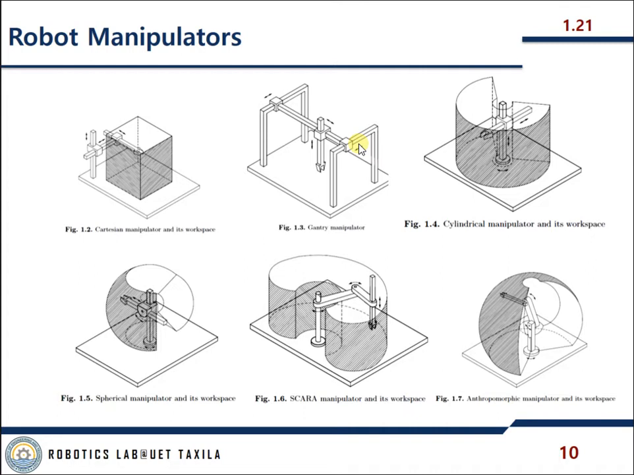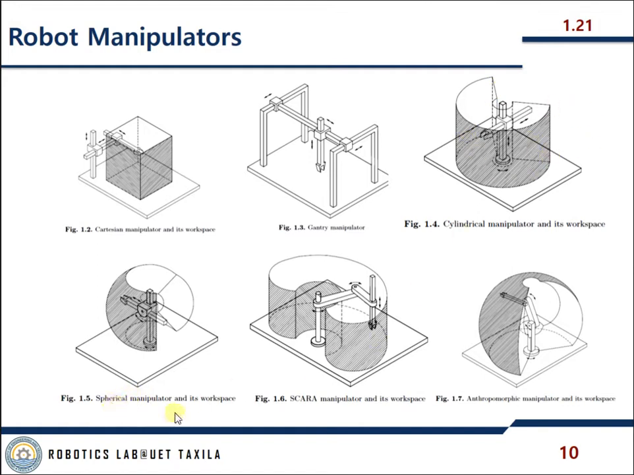Again, these kinds of robots are used in PCB manufacturing or machining processes. Again, this can only move in this direction and this direction. Then we have the cylindrical manipulator. You can see it has two joints. One joint can have to-and-fro motion, and another joint can have to-and-fro motion, but the base can rotate. So based on that, it generates a kind of cylindrical shape.